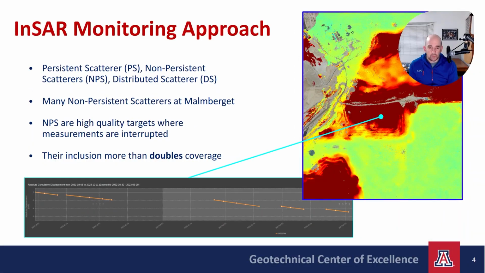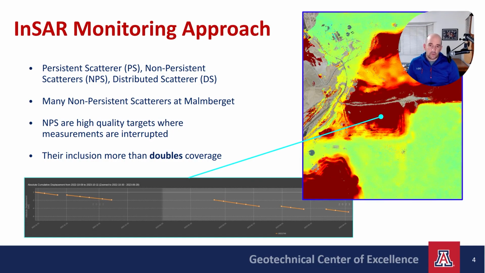At the site, we monitor using 3 different types of scatterer class. You may be familiar with persistent scatterers. These are points which dominate a resolution cell and persist over time. So they provide the highest quality observations or targets.